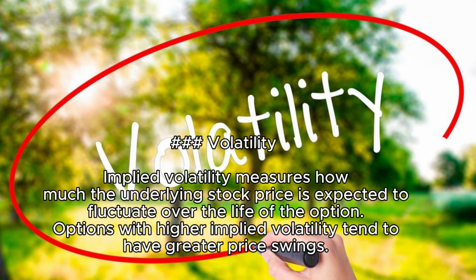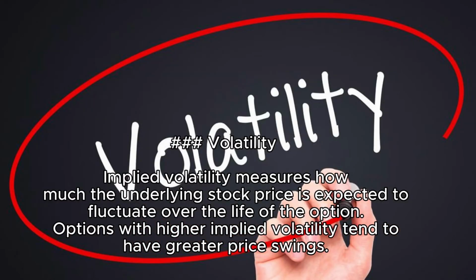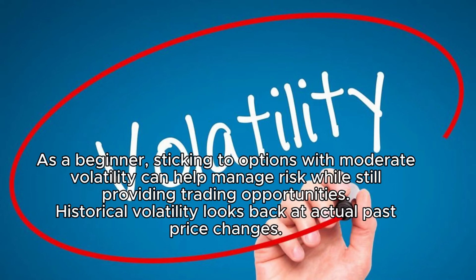Volatility. Implied volatility measures how much the underlying stock price is expected to fluctuate over the life of the option. Options with higher implied volatility tend to have greater price swings. As a beginner, sticking to options with moderate volatility can help manage risk while still providing trading opportunities. Historical volatility looks back at actual past price changes.